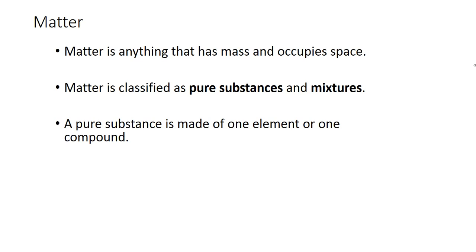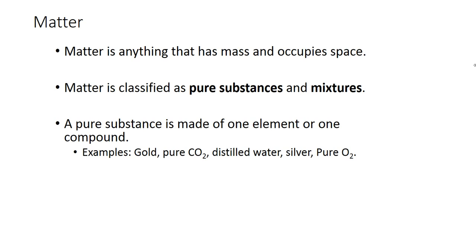A pure substance is made up of one element or one compound. So when we talk about a pure substance, we think of an element or a compound. But that should be present as a single element or a single compound. Examples of pure substances are gold, pure carbon dioxide, distilled water, silver, pure oxygen.